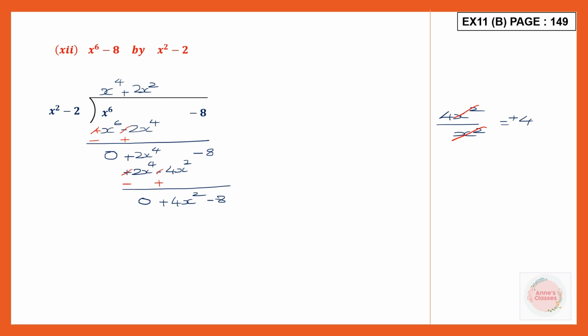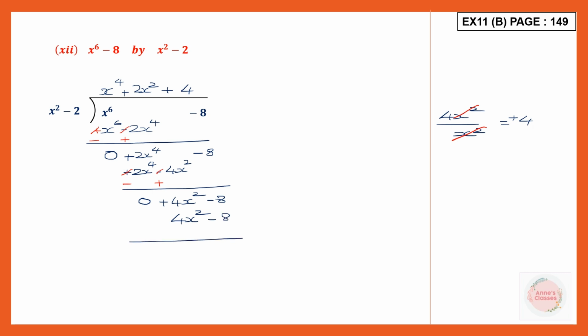So that now plus 4 we can write it here in the quotient. So let's write plus 4 here. So this becomes plus 4. Now again we're going to take 4 and multiply it with each term inside. Okay, so first 4 into x square is 4x square. So let's write it here. So that becomes 4x square. Then we're going to multiply 4 into minus 2. It is minus 8. So let's write down minus 8.